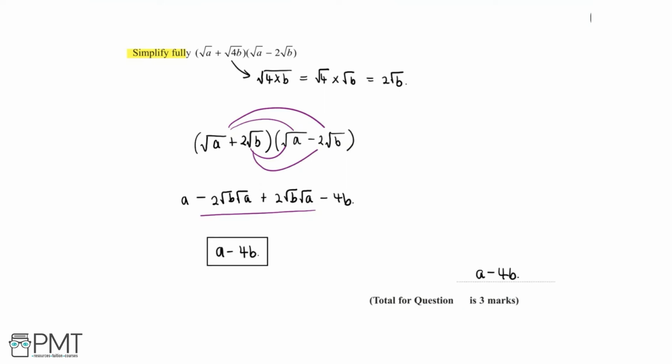Now this question is worth 3 marks, so let's take a look at where these marks are allocated. The first mark is for identifying that root 4b is equal to 2 root b. The second mark is for a process to expand the double brackets after having identified that this quadratic is a difference of 2 squares. And the third mark is for simplifying and getting a final correct answer of a minus 4b, allowing us to get the full 3 marks needed for this question.